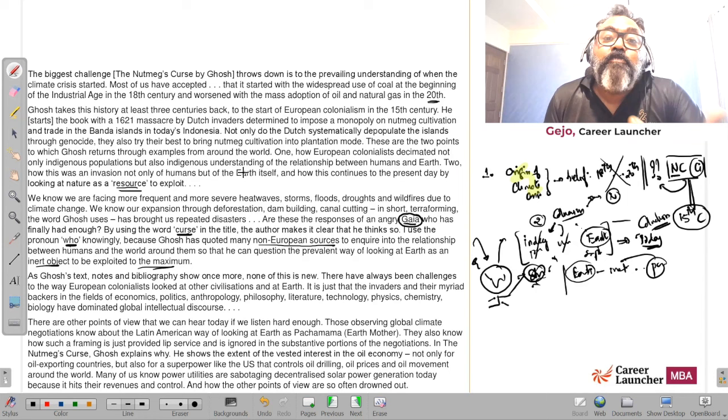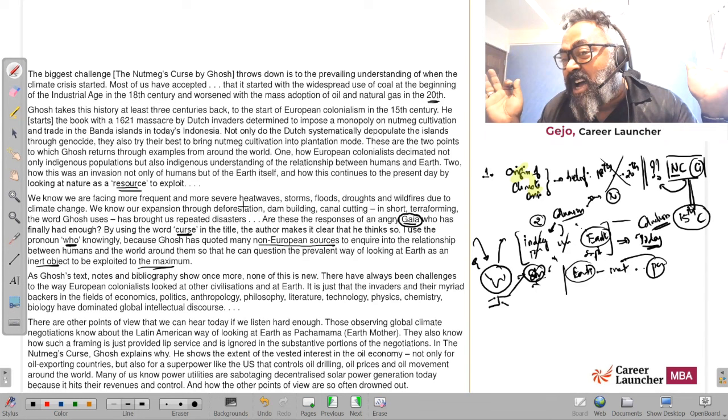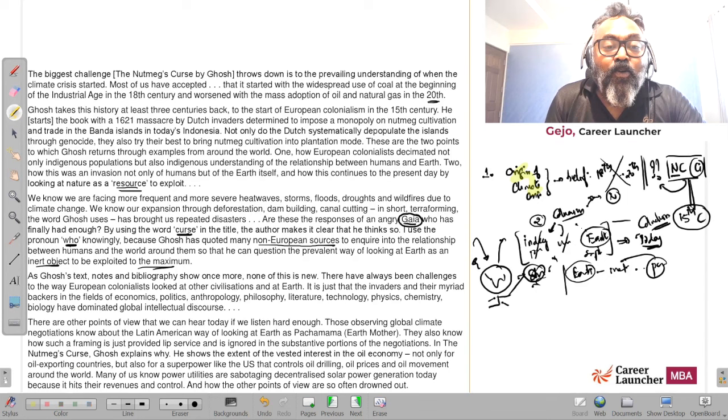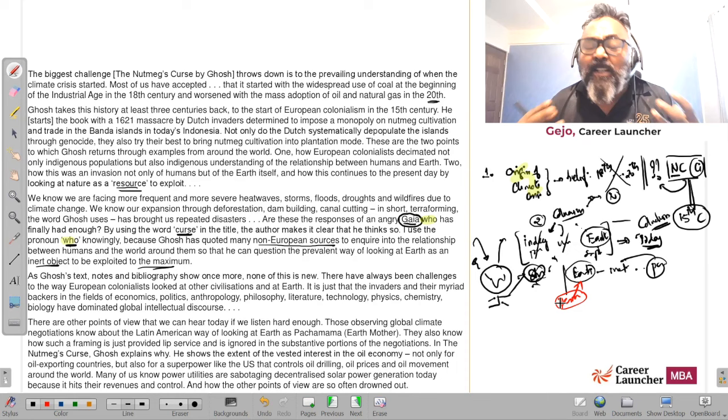The indigenous people had an understanding, had a relationship with Earth. They were the most sacred. Now it's like, well, we'll do whatever you want to do. And very interestingly, this is the word who. I think this would probably refer to Earth. I think it's basically saying that for the author, at least, and for Ghosh, Earth has a personhood. It's sort of a living thing, in a figurative sense, not inert.